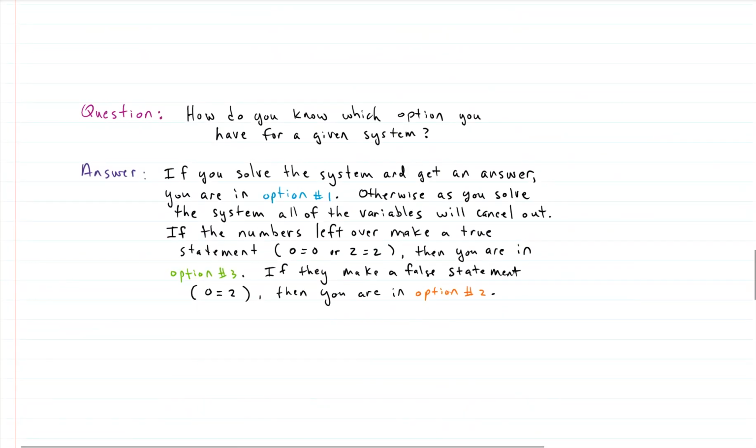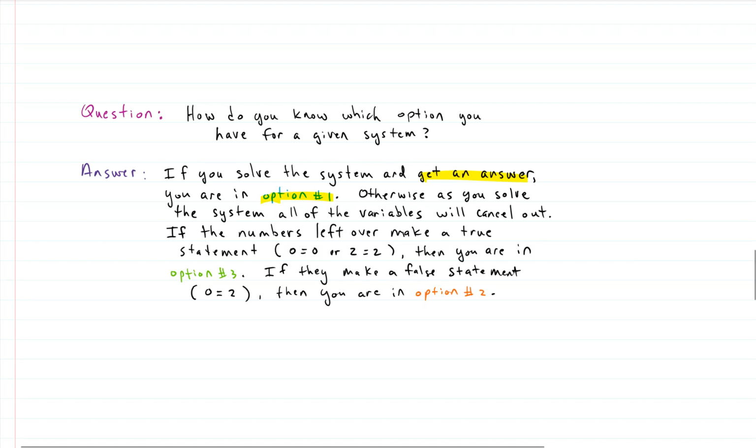So again, how do I know which option I'm in for a given system? So to summarize what we just discussed, if you get an answer, an XYZ coordinate, you're in option 1. That means you've only got one option. Unless you did the problem incorrectly, of course, and made a mistake somewhere in your algebra. But as long as your algebra is correct, if you go through and get an answer, you're in option number 1. That answer is your only answer.